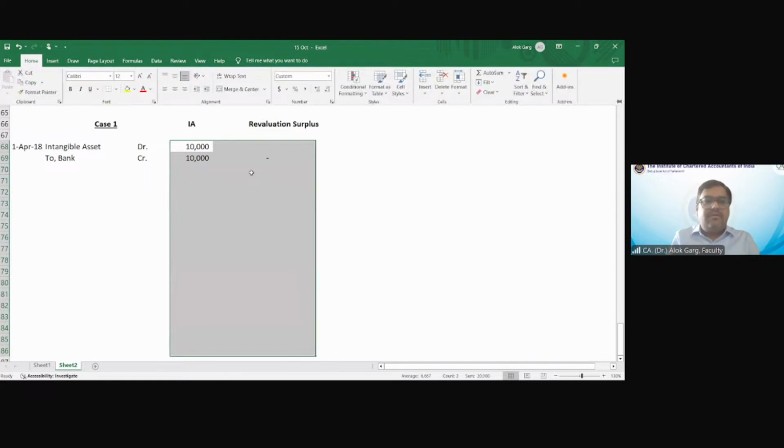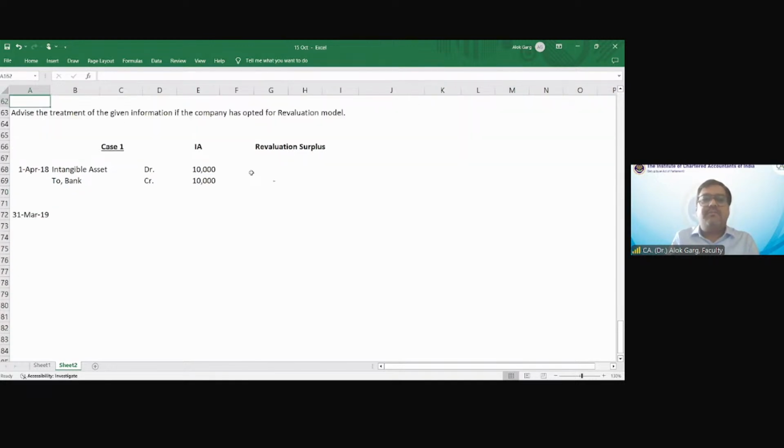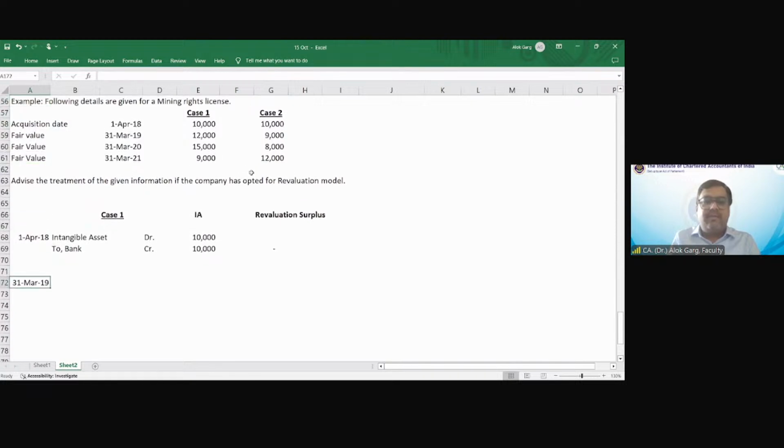Now, let's do the third entry. 31st March 2019. What is the accounting entry on 31st March 2019? The value has gone up by 2,000. The value has gone up, what entry should I make? Asset account debit to revaluation reserve. Sir, amortization, sir. Very good.